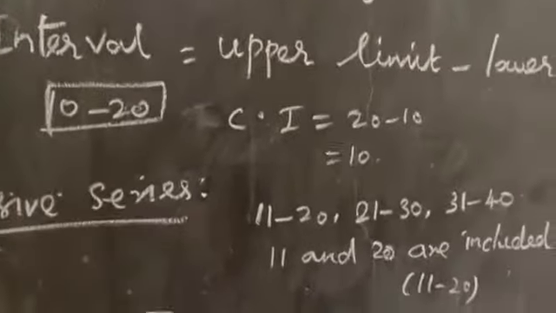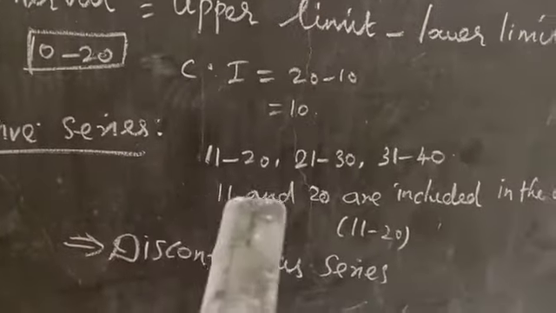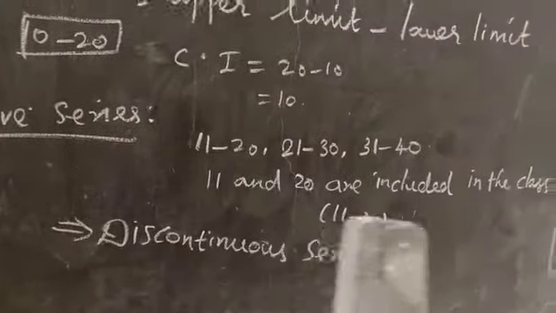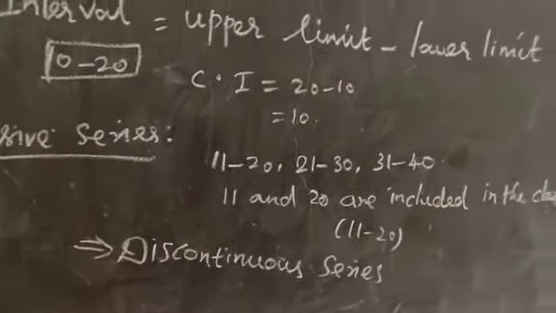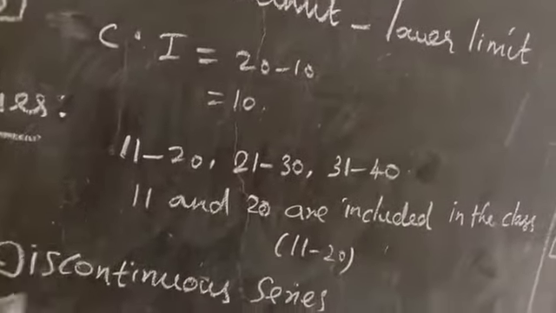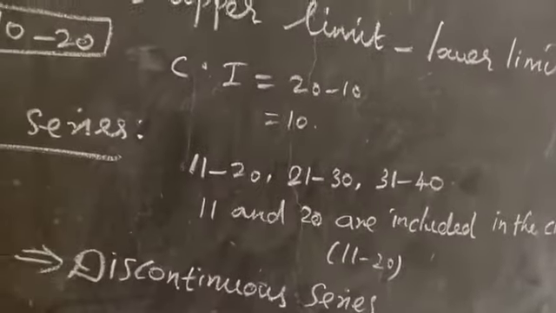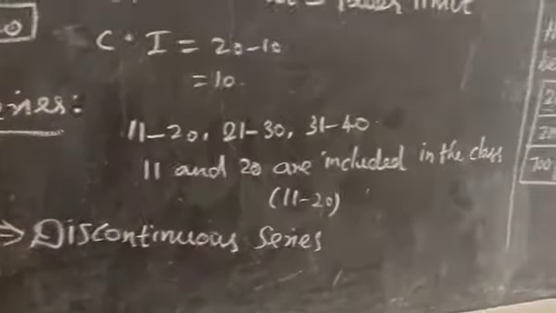Listen, here 11 to 20. Both 11 and 20 are included in the class. It is a discontinuous series. The numbers 11 and 20 are included in that class, so that series is called the discontinuous series.